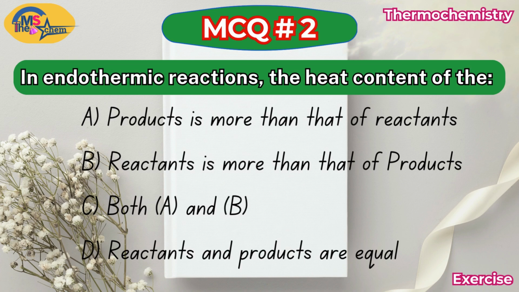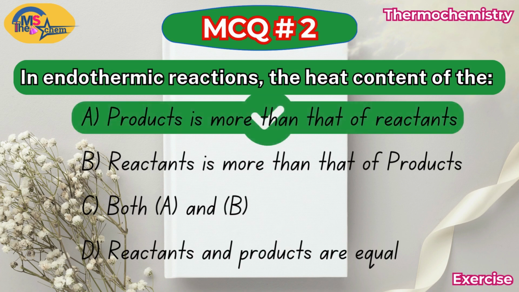When we are talking about endothermic reaction, we see heat is absorbed from the surrounding. So this extra heat energy is stored in the products. Since the products have gained heat, their energy, that is heat content, becomes higher than that of the reactants. That's why the correct answer is option A. Products have more heat content than reactants because they absorb energy to form new substances.